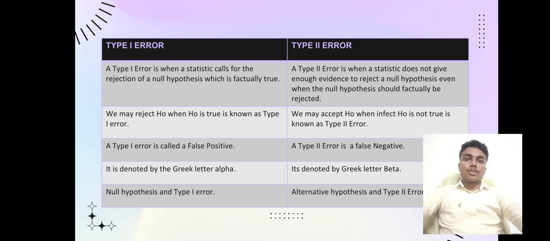We may reject H0 when H0 is true, which is known as the type 1 error. In a type 2 error, we accept H0 when in fact H0 is not true, which is known as a type 2 error. A type 1 error is called a false positive, a type 2 error is called a false negative. A type 1 error is denoted by the Greek letter alpha and a type 2 error is denoted by the Greek letter beta, as seen in previous slides. Null hypothesis and type 1 error, alternative hypothesis and type 2 error.